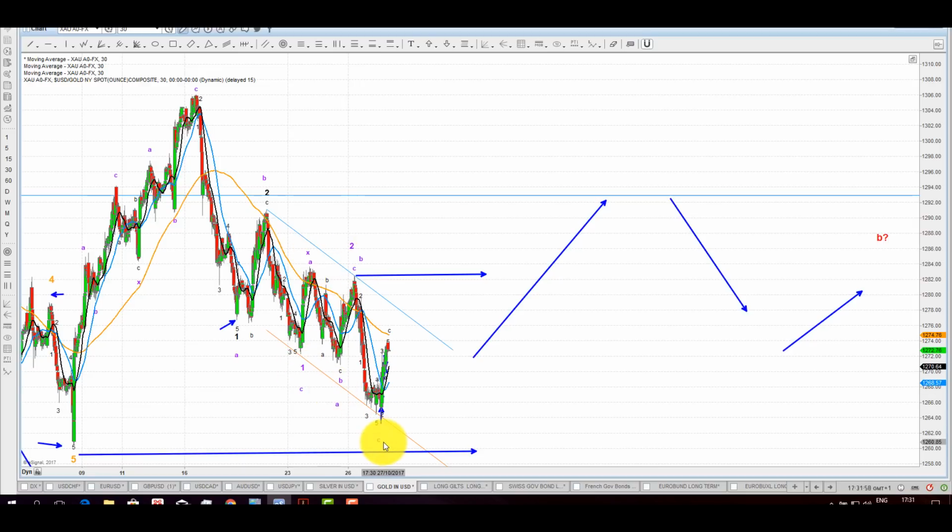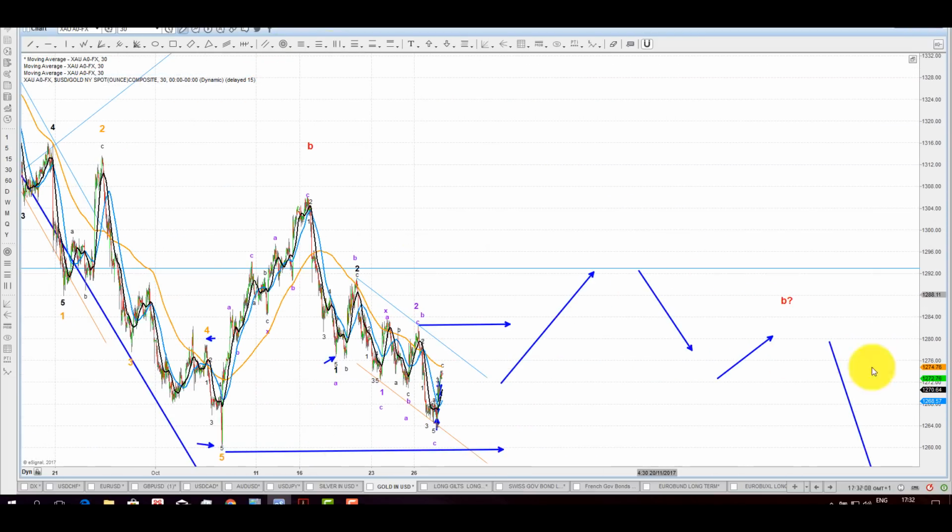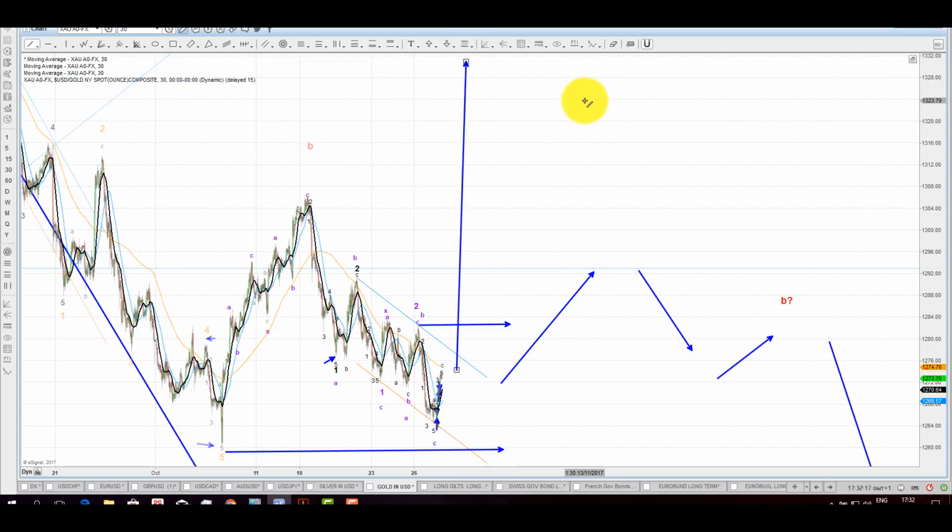A, B, C. And then if it goes up above 1282.5, in fact it is going into that prolongation of the B. At this stage, I am not thinking that we're going to have this. I could be flat wrong, but I do not think this is coming.